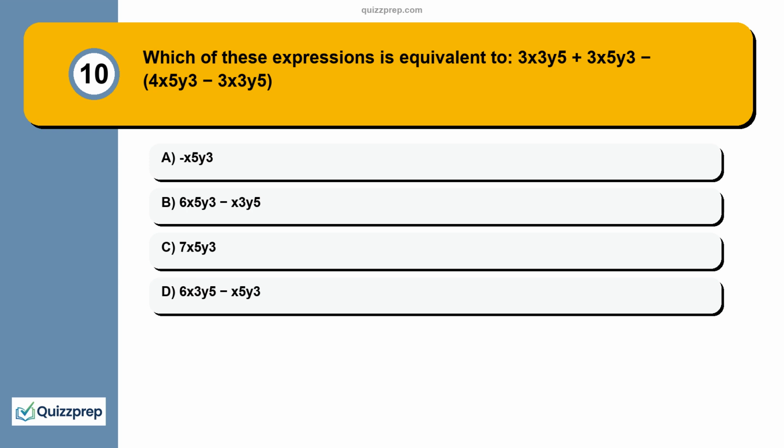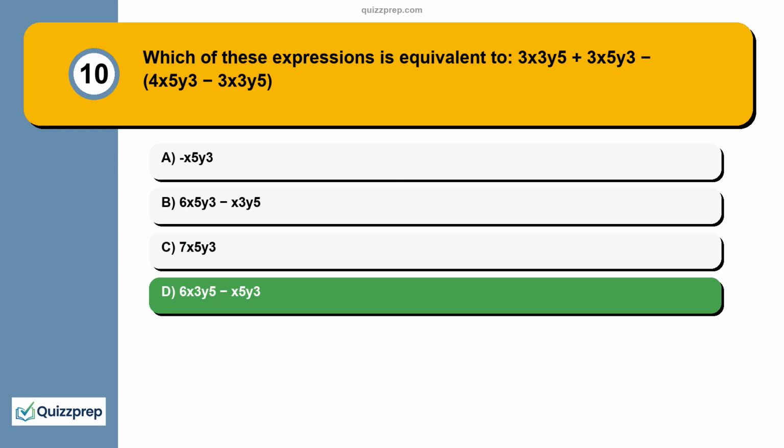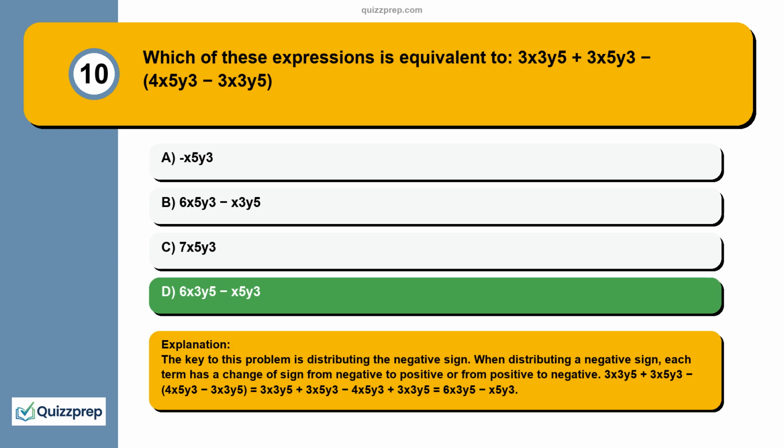Question 10. Which of these expressions is equivalent to 3x^3y^5 + 3x^5y^3 - (4x^5y^3 - 3x^3y^5)? The key to this problem is distributing the negative sign. When distributing a negative sign, each term changes sign from negative to positive or from positive to negative. So 3x^3y^5 + 3x^5y^3 - 4x^5y^3 + 3x^3y^5 equals 6x^3y^5 - x^5y^3.